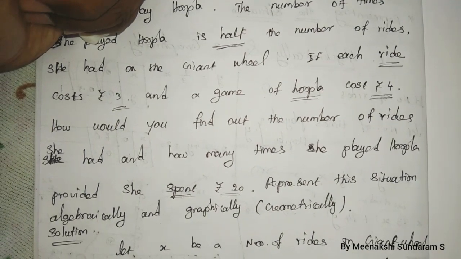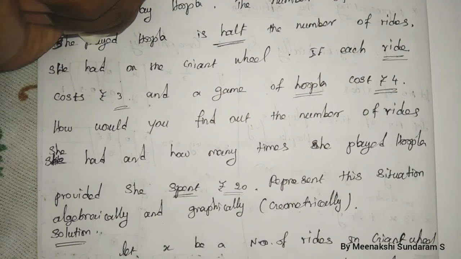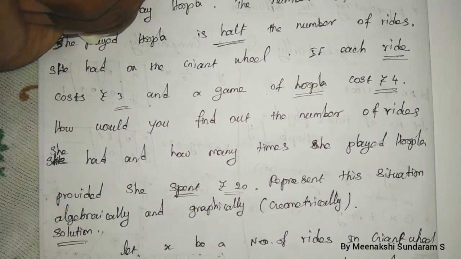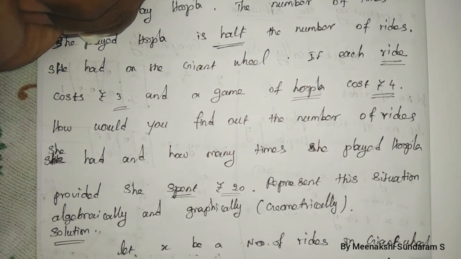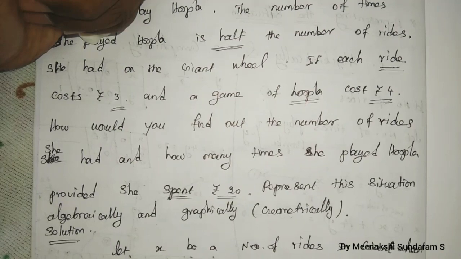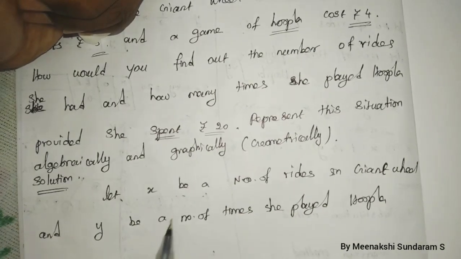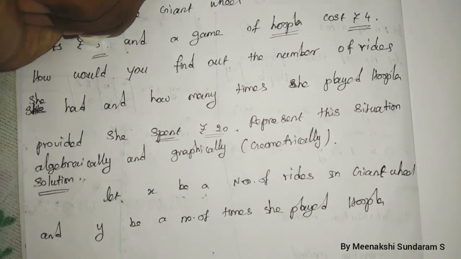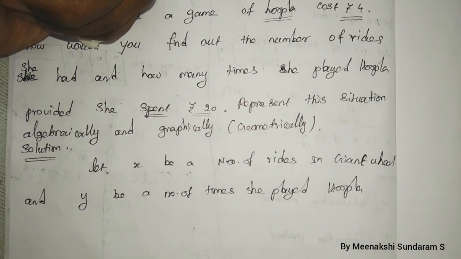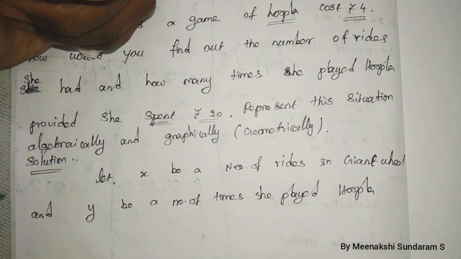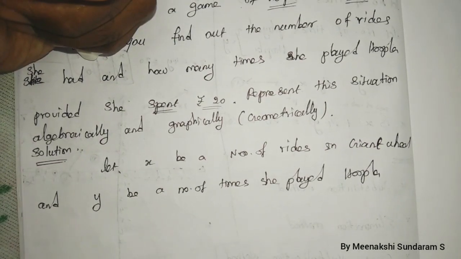So first condition is, we should find out how many times he played hopla and how many times he rode the giant wheel. So those are the two unknown values. We can consider these two unknown values as x and y. So first, let x be the number of rides on the giant wheel and y be the number of times he played hopla. Clear? Any doubt?